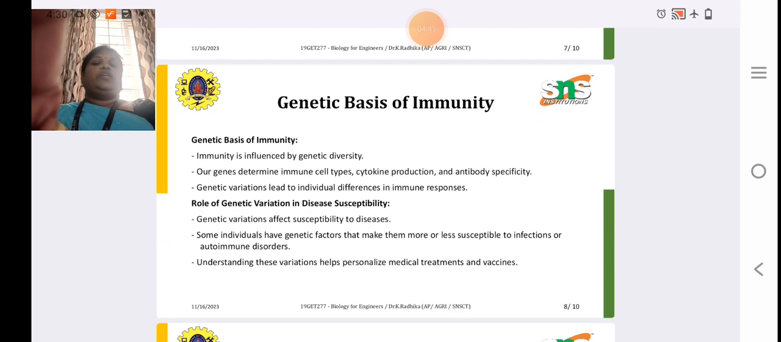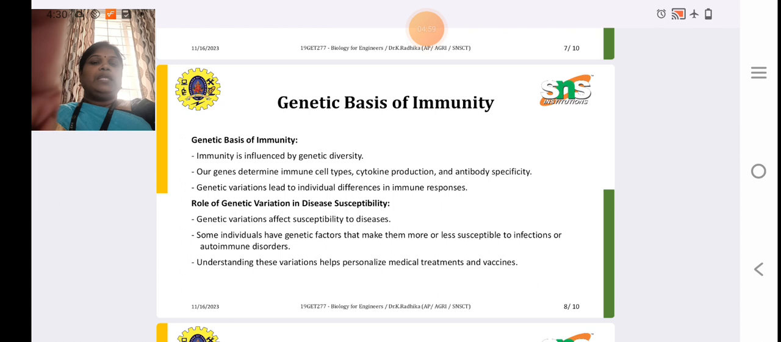Genetic basis of immunity. What is the genetic basis? Immunity is influenced by genetic diversity. Our genes determine immune cell type, cytokine production, and antibody specificity. Genetic variance leads to individual differences in immune response.